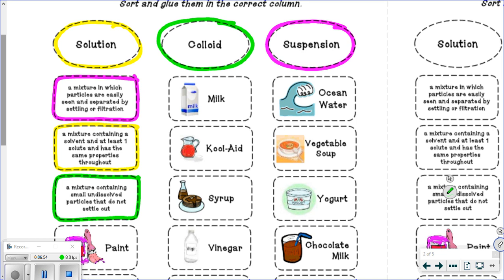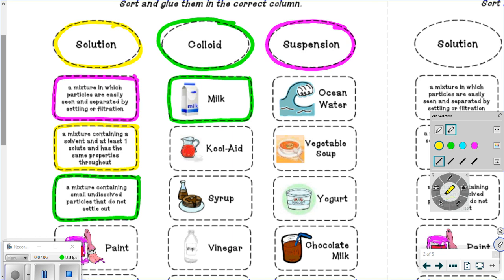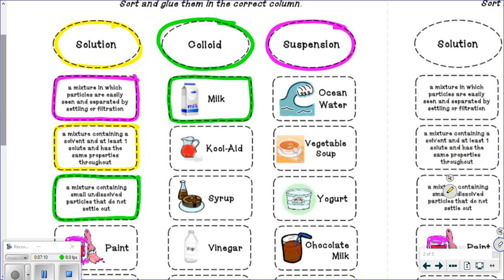All right, so let's look at these now. I'm going to go down in a minute. Milk. So we already talked about that, right? Milk is a colloid. Now Kool-Aid, you can't really separate those out by filtration. You can't really see the particles, right? So that would make it a solution. Syrup, same throughout, right? Okay, so that would be a solution.